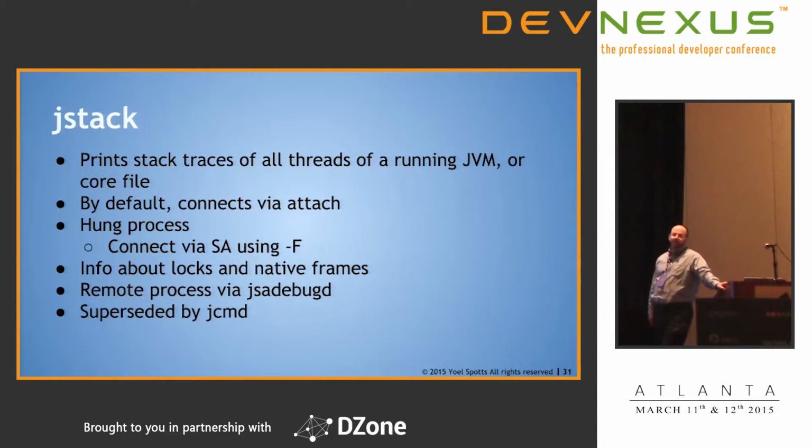If you run it with a -F, it will use the serviceability agent, and it will force its way into the process, and more times than not, that has saved me, because I've been able to get at least a stack trace of all the running threads, and it'll help me isolate which one is causing the hang, which one is causing that process to hang. That's a very handy utility, especially in certain circumstances using -F.